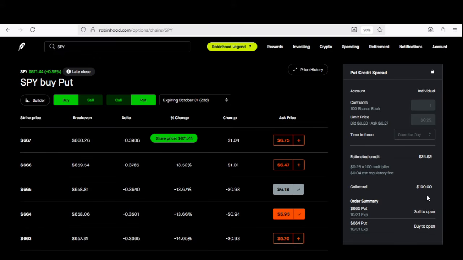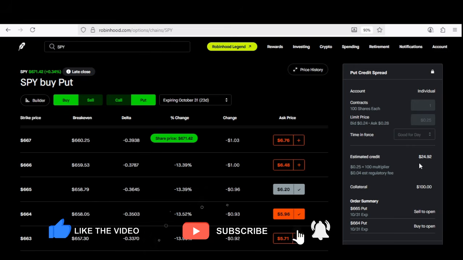Now, this is another income generating option strategy, meaning whenever you go ahead and execute this option strategy, you will be receiving money right away. For this particular instance, the amount of money you will be getting is going to be $24.92 or $25.